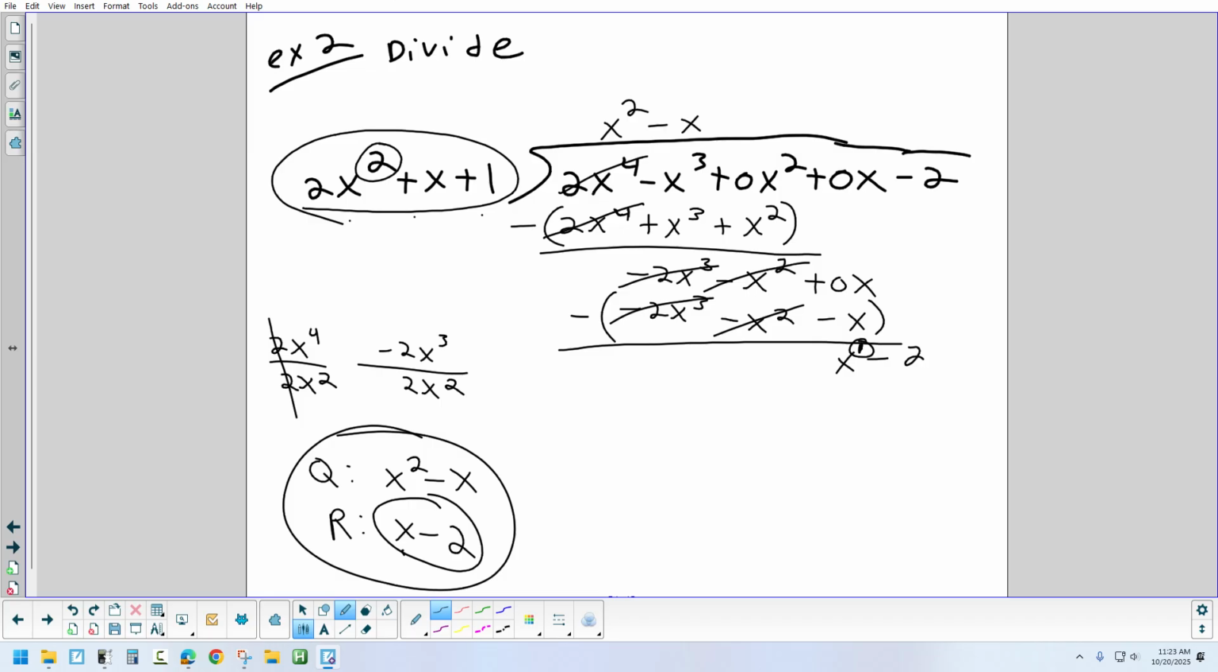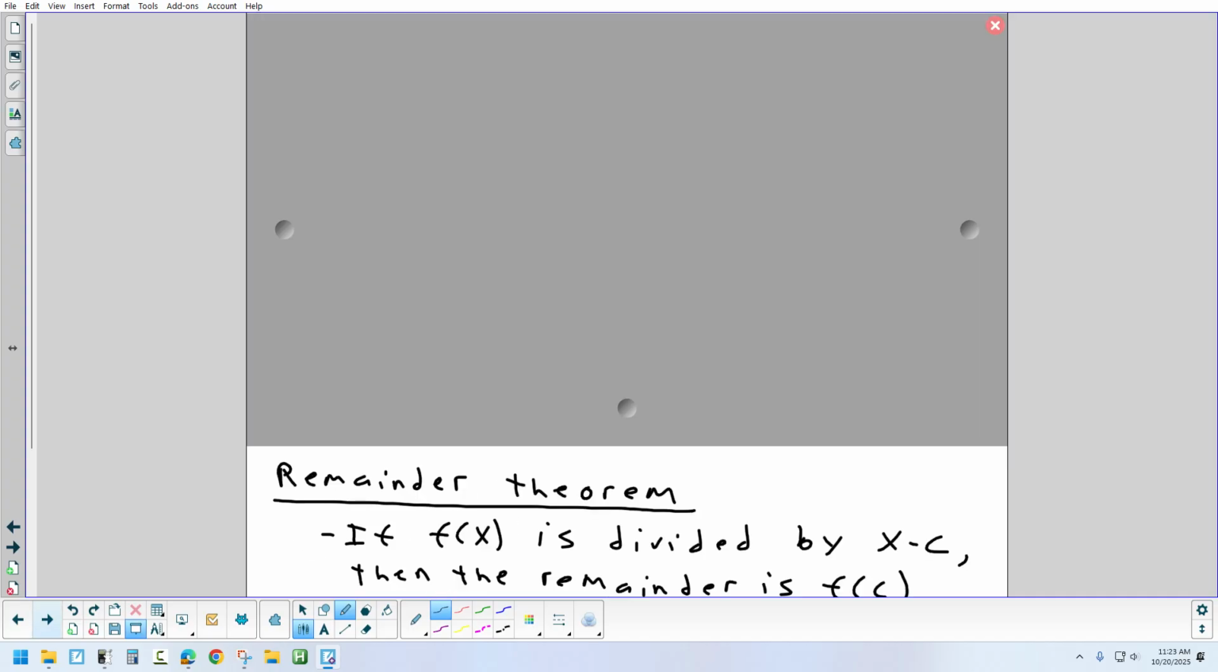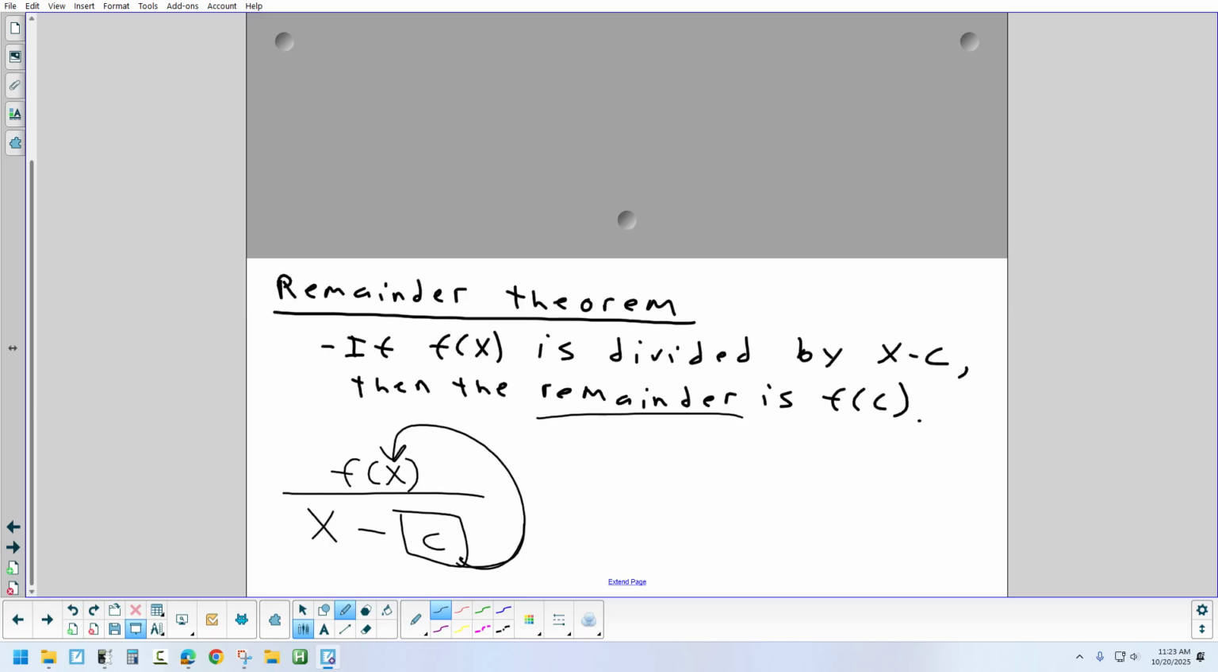Why did we put it in that? Is that just how you do it? Why did we plug the 3 into the dividend? That's the remainder theorem. Yep, so the remainder theorem says if you divide by x minus a number, you can take that number and fill it into the top, and it will give you the remainder.